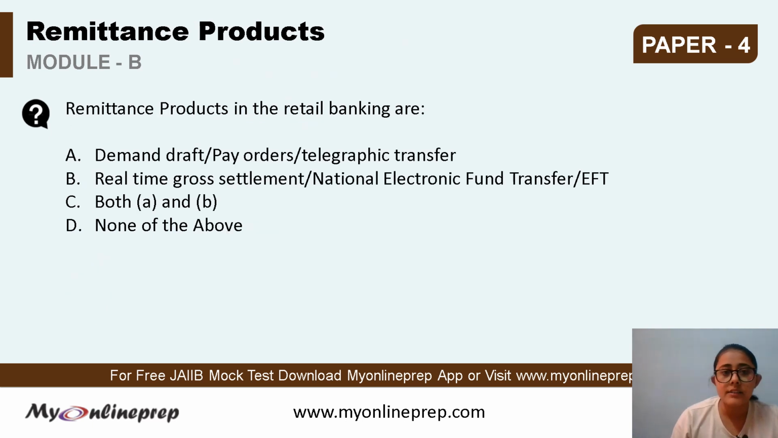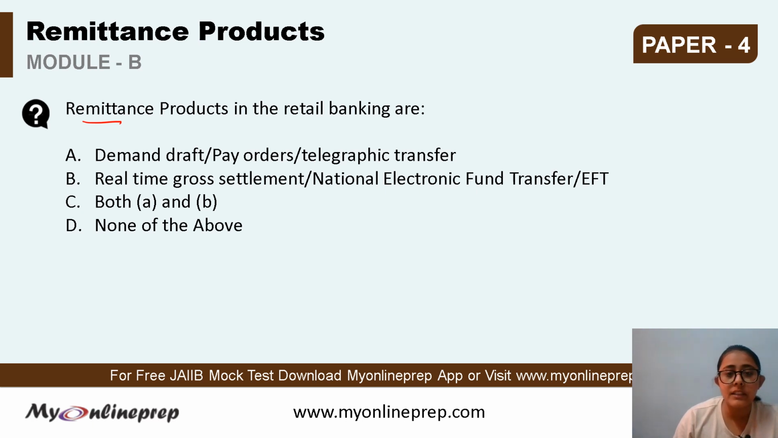The question asks about remittance products in retail banking, which are related to the transfer of funds between the parties of a bill, an invoice, a gift, etc. So, what are the remittance products available in retail banking? Option A is demand draft, pay orders, telegraphic transfer. Option B, real-time gross settlement, NEFT or EFT. Option C, both A and B, and option D, none of the above.